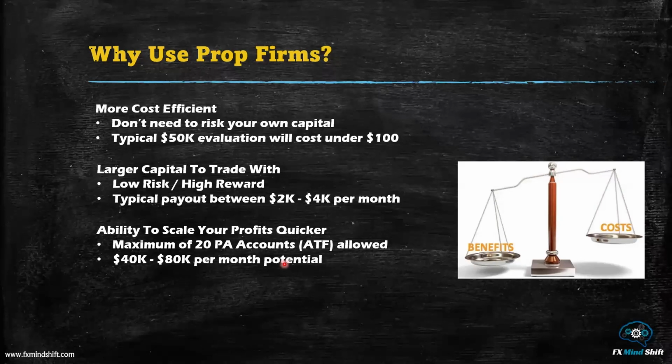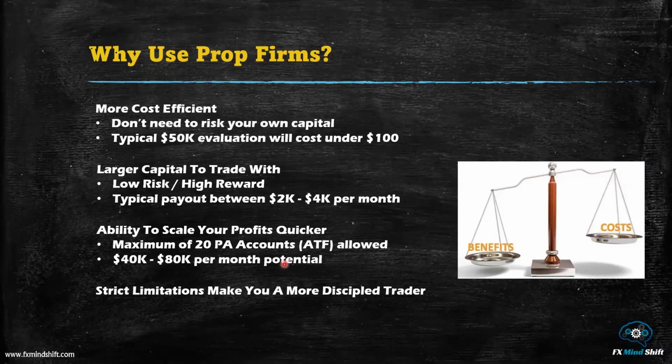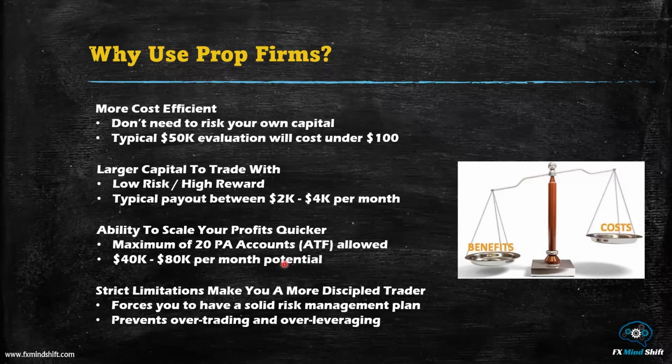Another reason why we should use prop firms is that they have more strict limitations, right? And that in turn makes you more of a disciplined trader. So what do I mean by that? If you were to use your own money to trade, okay, you might trade a little bit more loosely, right? You might risk a little bit more, you might take more aggressive trades, okay? But with a prop firm, they have very strict rules in terms of how much you can lose per day, how much you can lose total, and how much you can leverage, right? And so this forces you to have a solid risk management plan when you trade with them, and it also prevents you from overtrading and over-leveraging, right?